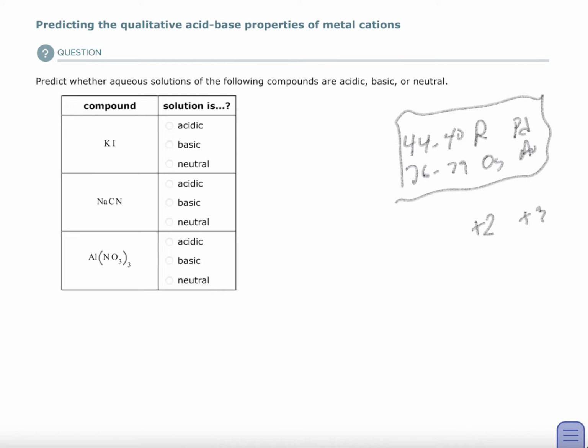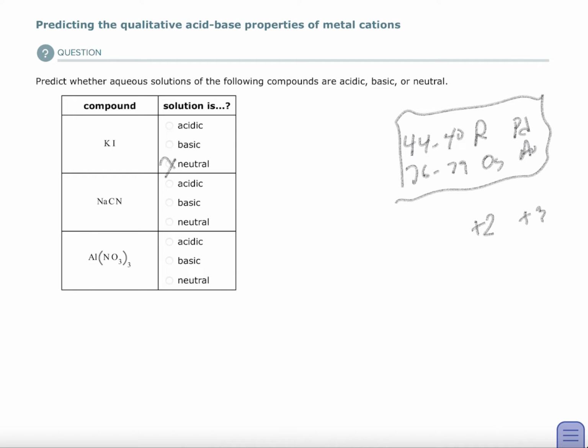Okay, so let's take those rules and see what we can do. So let's look at the first one. Potassium is in group 1, so it does nothing. Iodine is the conjugate base of a strong acid, so it's going to do nothing. So together, that would be neutral. If I can basically go 1 to 1, it's going to be neutral. Sodium cyanide, sodium is in the same boat. It's a group 1, so it's not going to be anything, okay?